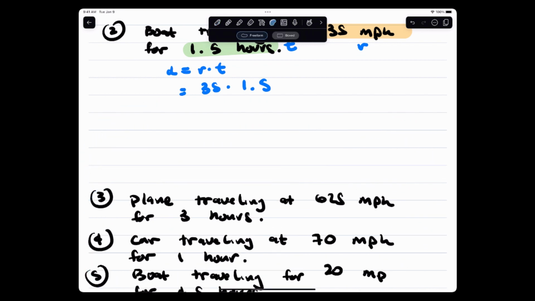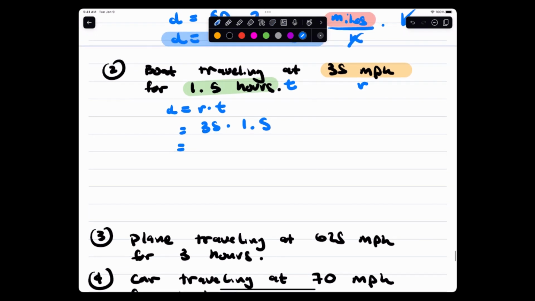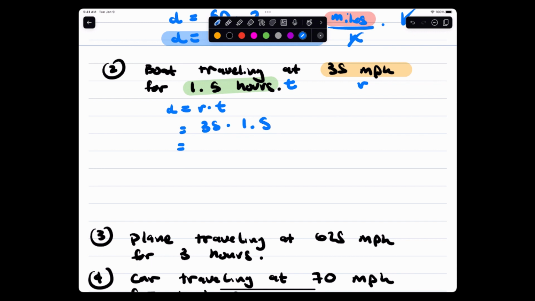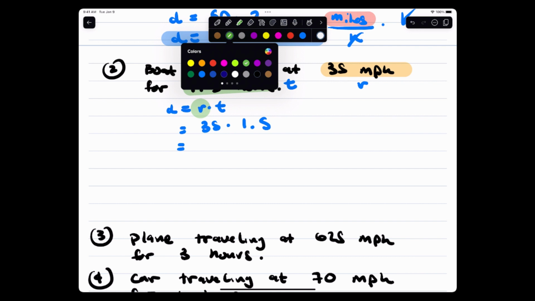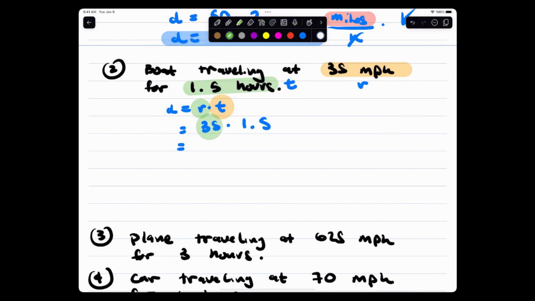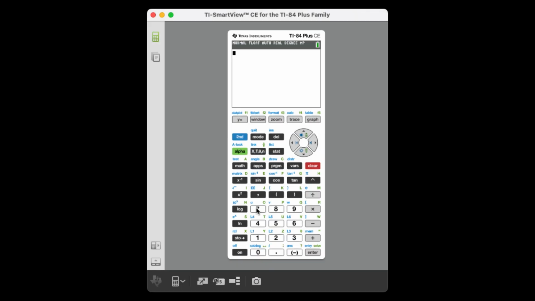Okay. Now, here, we could use our calculator. And don't forget, rate is what? Green times orange. Green, what? Orange. So 35 times 1.5. 52.5.